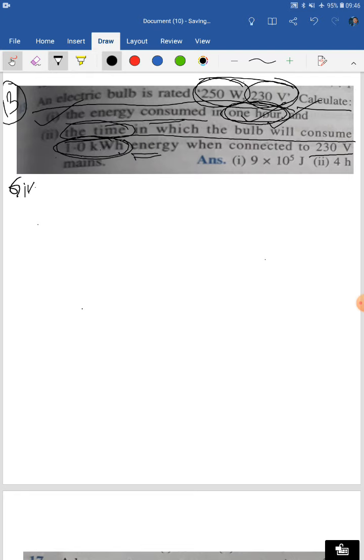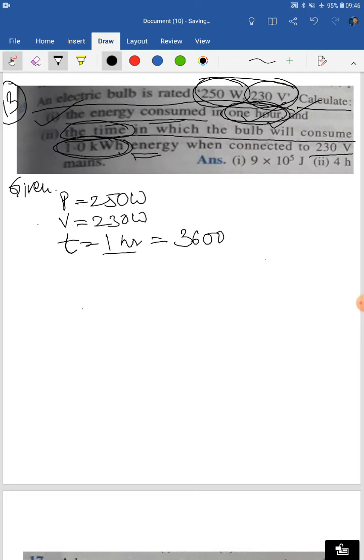So I have to write the given information. P is equal to 250 watt. V is equal to 230 volt. This is what the question is giving me. Then I have time. Time is 1 hour. Now 1 hour, 1 ghanta, means how many seconds? 3600 seconds. So I got the time as well.